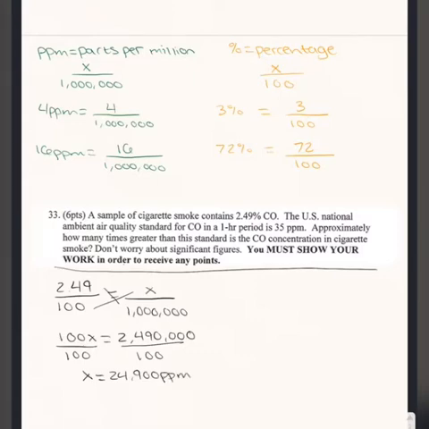And now to solve the other half of the problem, to figure out how much greater this is than our standard, we'll just take this number, our 24,900 ppm, and divide that by our standard, which is 35 ppm. And this gives us 711. Notice that doesn't have units since both the top and bottom were ppm. So this means that cigarette smoke contains 711 times more carbon monoxide than our standard.